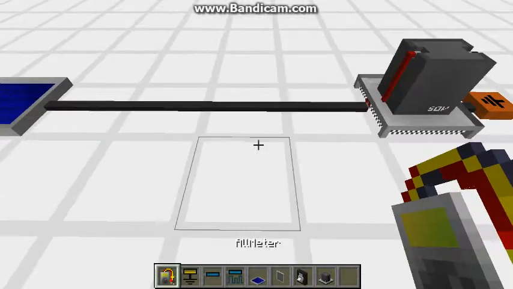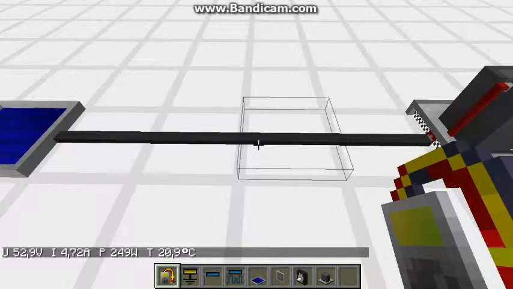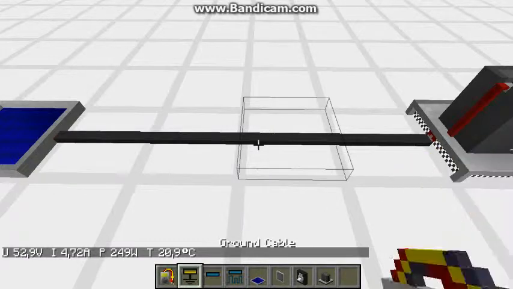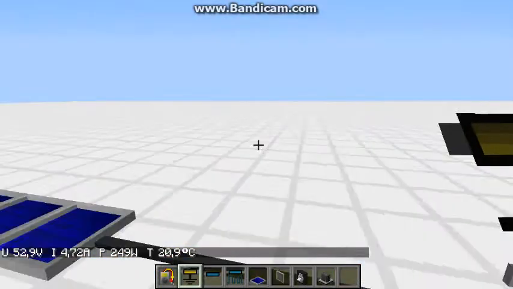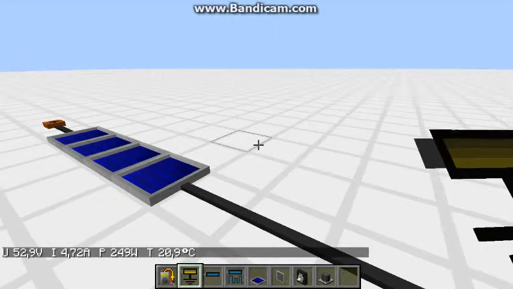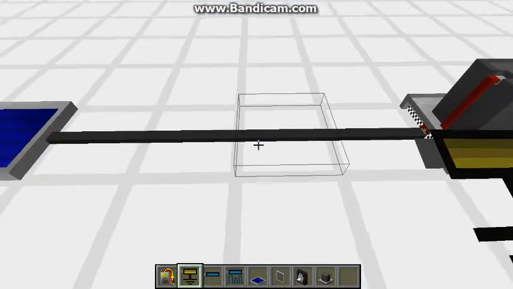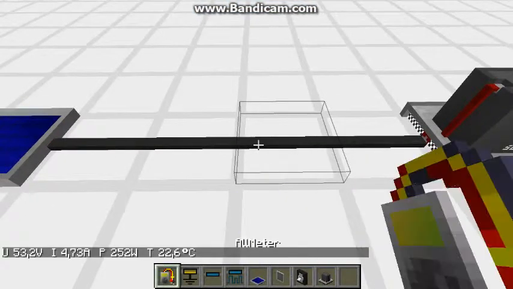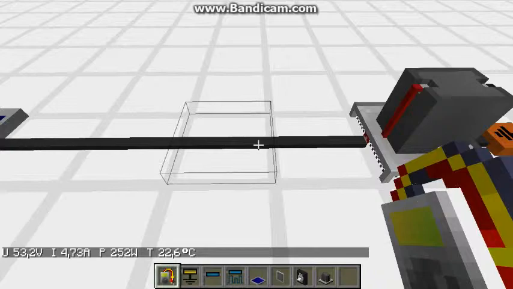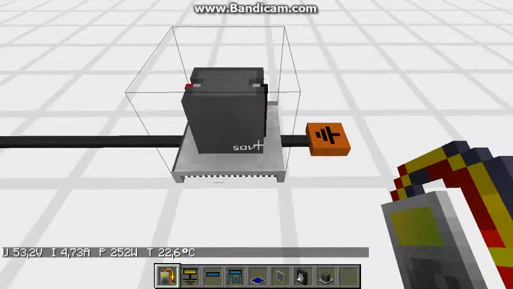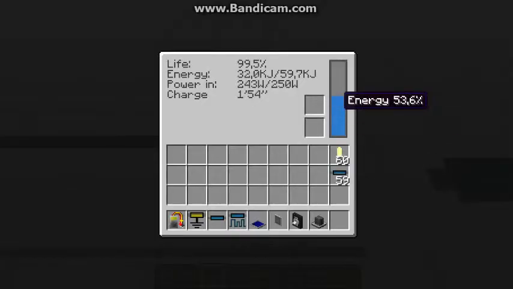Now, you can see with the voltmeter that we have current going through the cable, 249 watts. That is because the sun is directly above the panels. Now we have 4 times the 65 watts, which is 260 watts. So it can produce 260. We're almost at maximum capacity of what it can produce. Now we can see here that the battery is currently being charged.